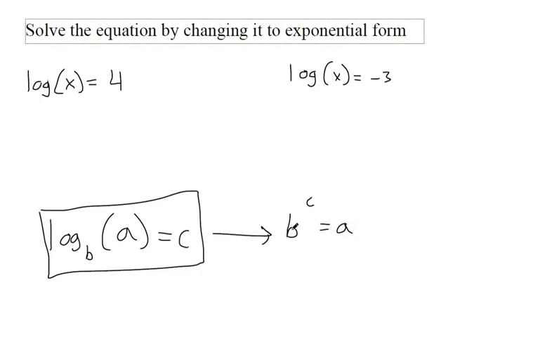You solve them. If you got an unknown in one of the places, you can solve them the same way. And so that's what they're looking for us to do in these two equations. Put it in exponential form. So this has a base of 10. So my b is 10.